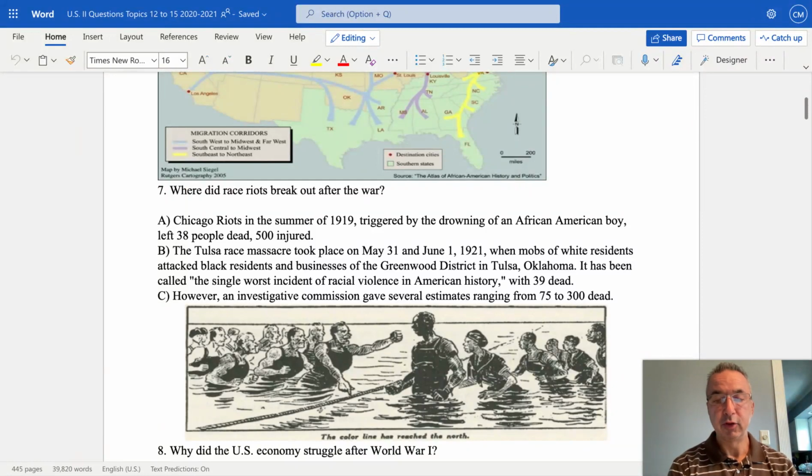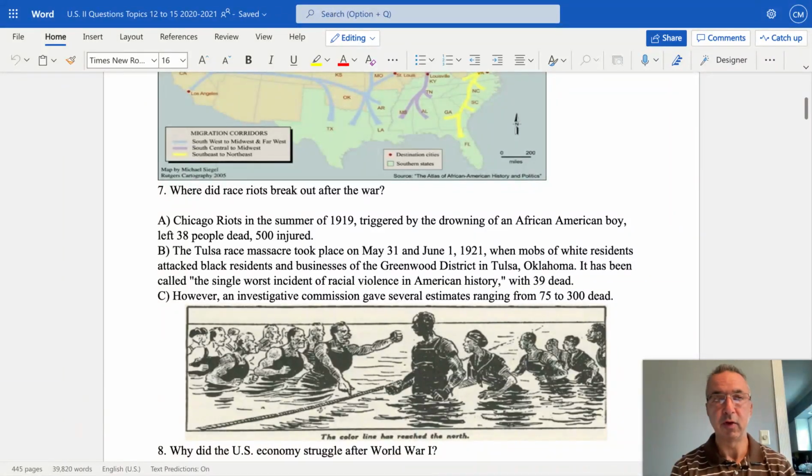And the one that's gained a little bit more traction in terms of attention in the country would be the Tulsa Massacre. This is because of the 100th anniversary, which passed in the summer of 2021, of the events of the spring into the summer of 1921, when many mobs of white residents attacked African Americans. They had an area called the Greenwood District in Tulsa, Oklahoma. This is where a lot of affluent and successful African Americans were living, and there was a lot of resentment in the white community.